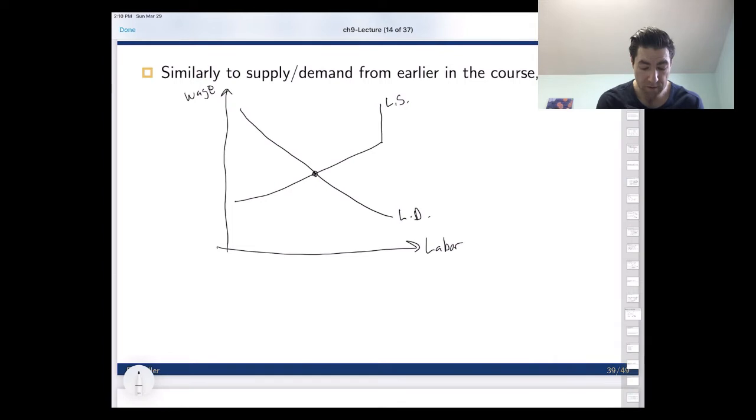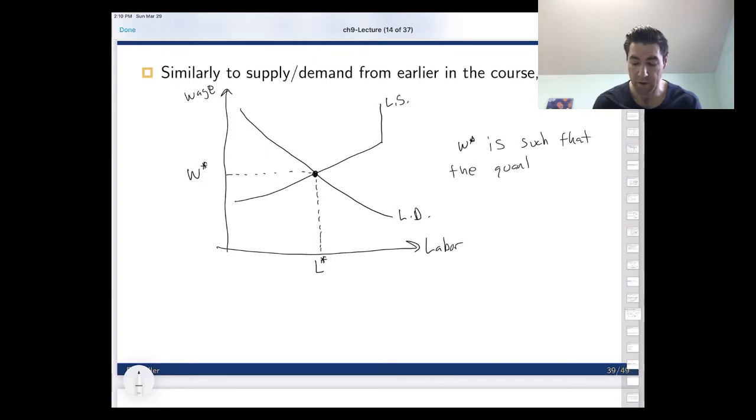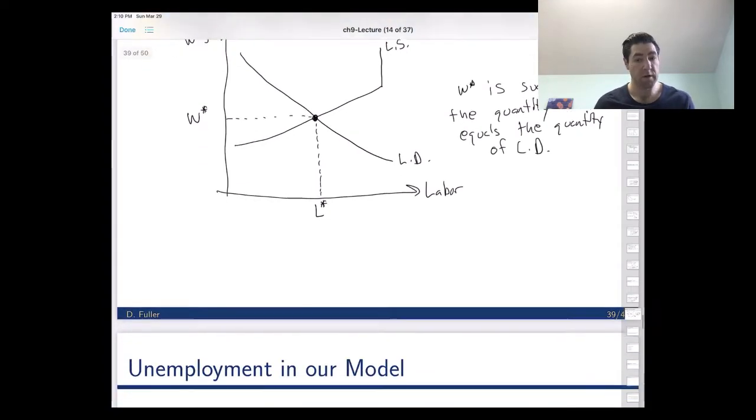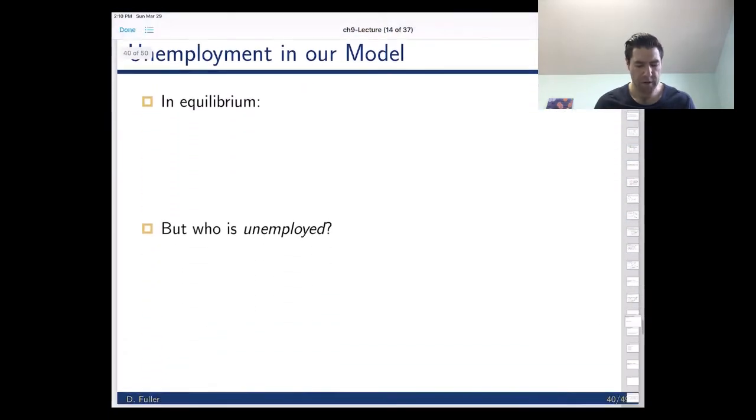And where these two meet is our equilibrium wage rate. We'll call that W star. And the equilibrium quantity of labor, I'm going to call that L star. So as simple as that. The equilibrium wage, W star, is such that the quantity of labor supplied equals the quantity of labor demanded. And that's equilibrium. Simple as that. Just as we did in chapter 4 with regular demand and supply curves.